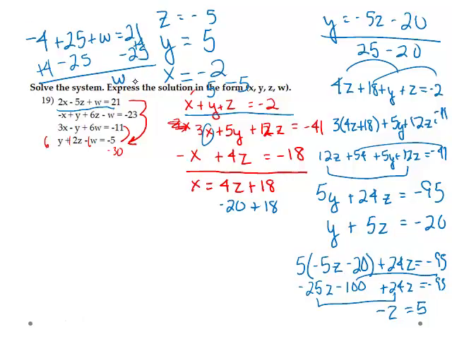25, w is 0. Let's check them and see. 5 minus 10 plus 0 is negative 5. It works for the last one. Negative 6 minus 5 plus 0 is negative 11. Works for the second to last one.